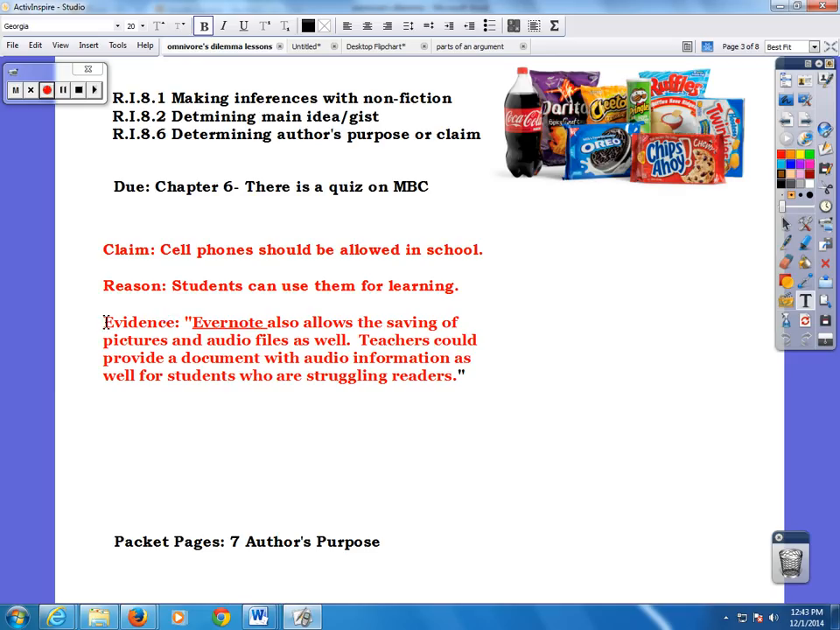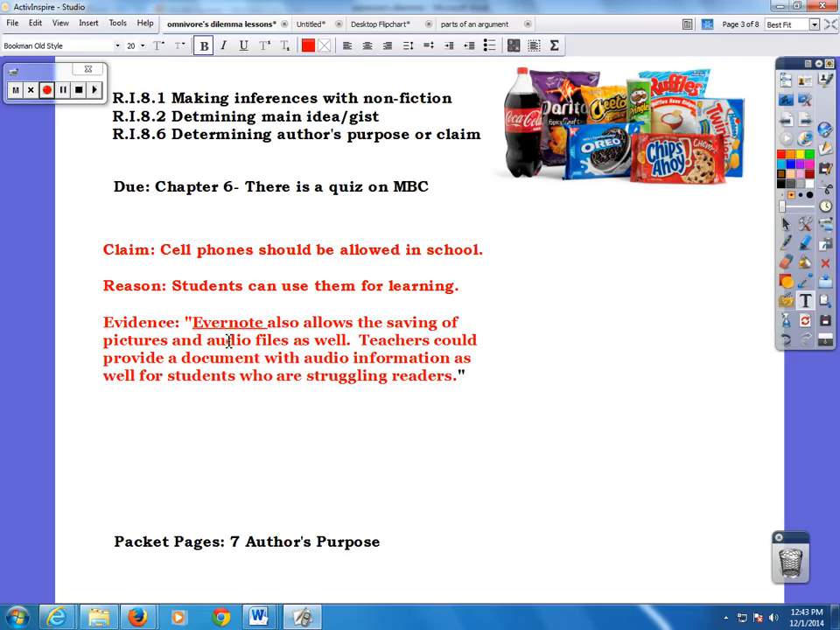Now the quote or the evidence is going to prove whatever the reason is. So I just found this quote from an article about an app called Evernote. It's a quote about how Evernote also allows the saving of pictures and audio files. Teachers could provide a document with audio information as well as students who are struggling readers. So that would be evidence or a quote that proves the reason, that proves the claim.